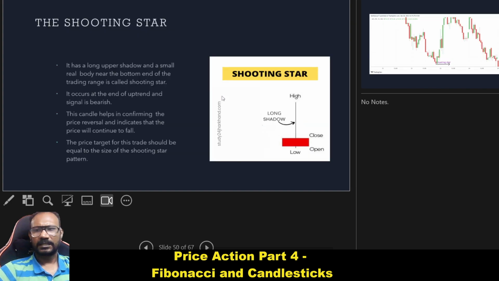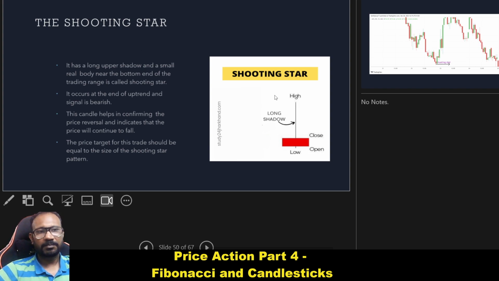The next one that we are going to see is a shooting star. This is the inverse of a hammer. You see that there is a small body formed at the base and there is a long wick. This again is going to be a confirmation of whether there is going to be a reversal or trend continuation.